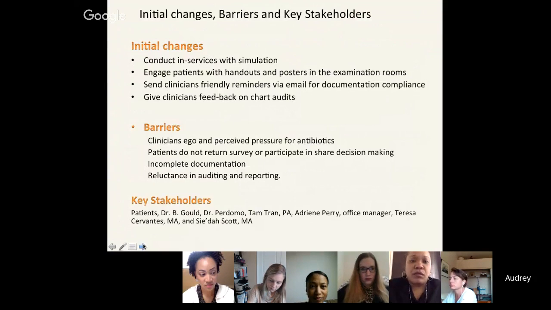Initial changes will be conducting service simulation, engaging patients with handouts and posters, sending clinician emails to remind them about documentation, and giving clinicians feedback and audits on their performance. Barriers we expect would be ego and perceived pressure from antibiotics, patients not returning the survey and decision-making process, incomplete documentation, and reluctance in audit and reporting.